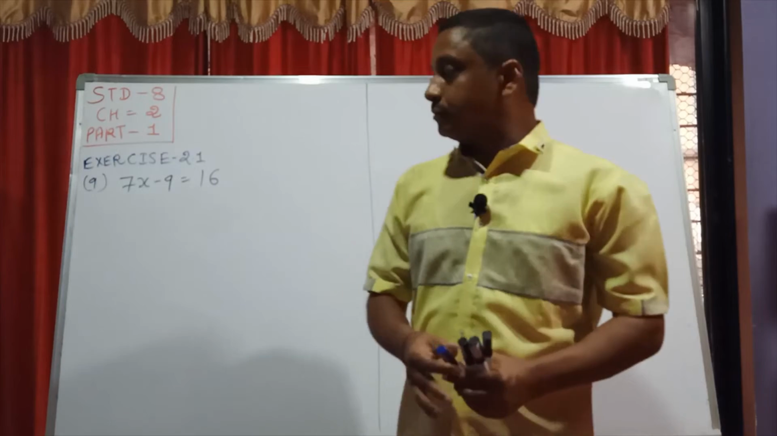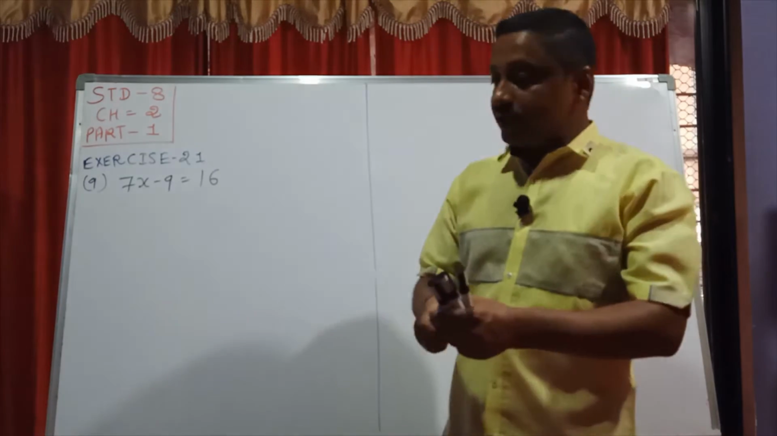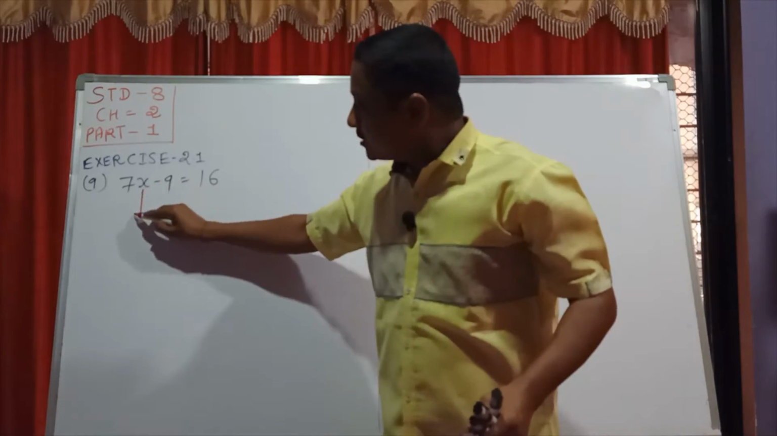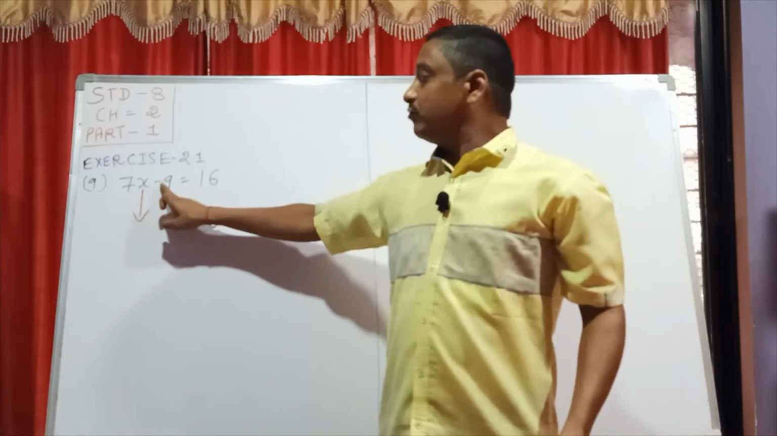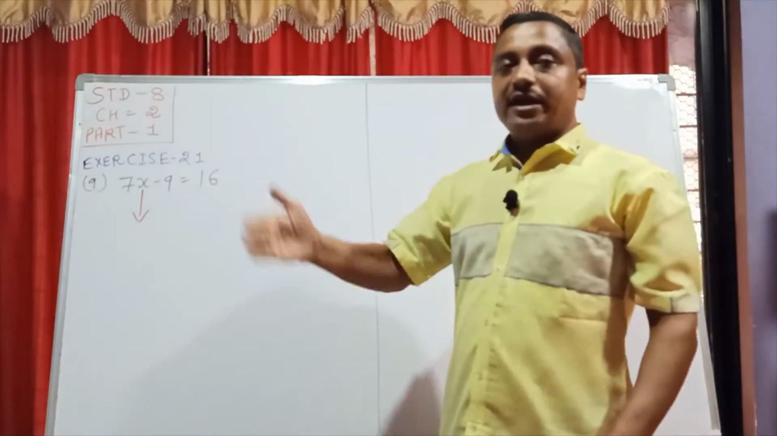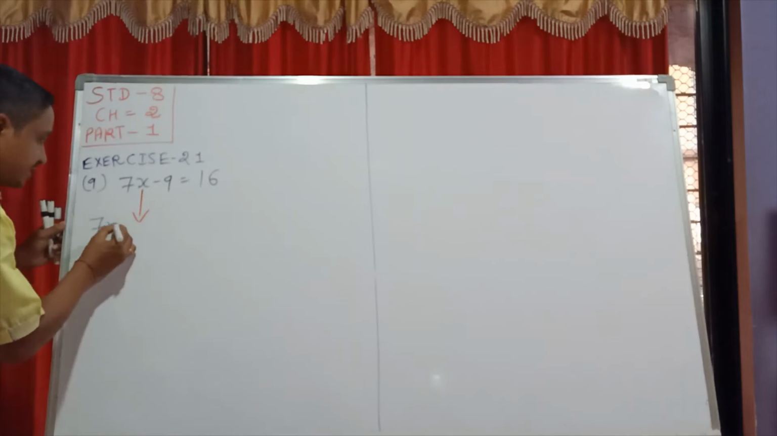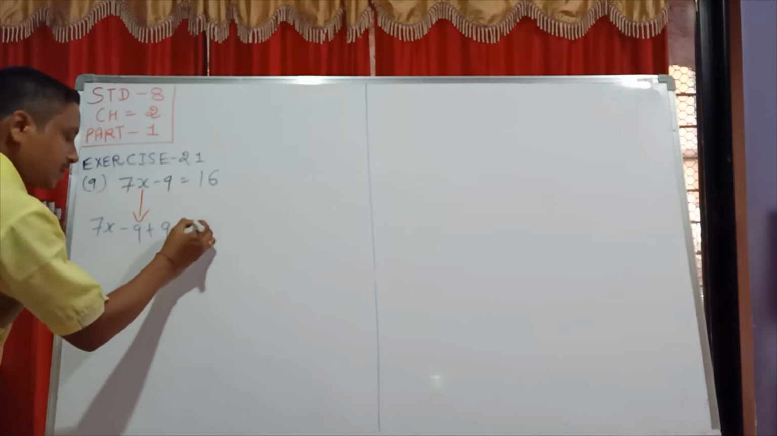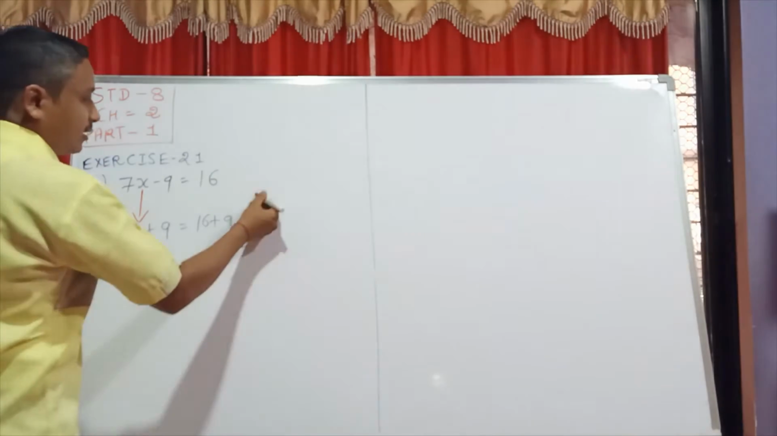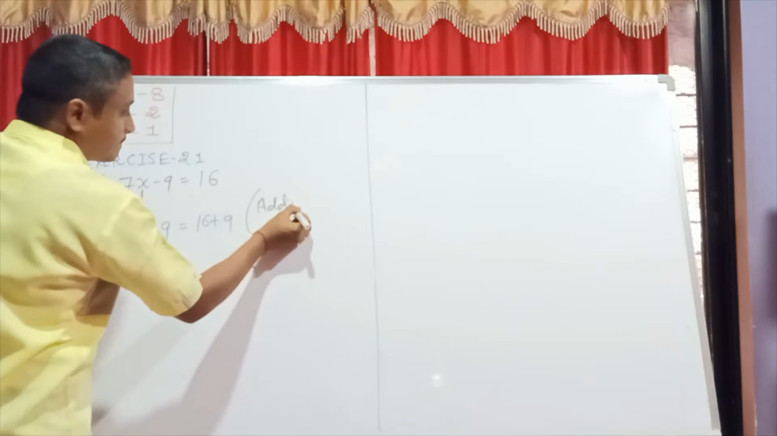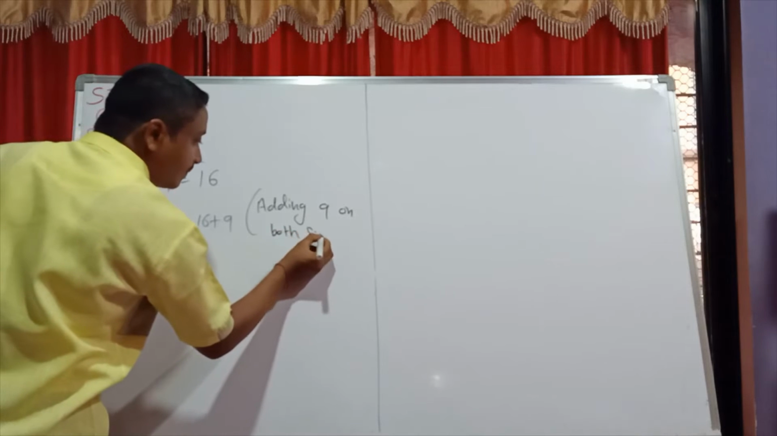Now continue. Question number 9, students. 7x minus 9 is equal to 16. Here also see, what is your variable? Yes, my variable is only and only x. So this variable x I define. First of all, minus 9, students, I remove by adding 9 on both sides. So 7x minus 9 plus 9, and here 16 plus 9. Side by side, you students show up here, adding 9 on both sides.